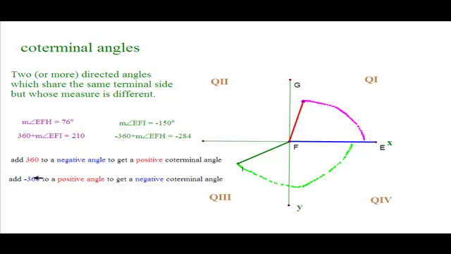If you add negative 360 to a positive angle and you still don't have a negative coterminal angle, you can add a multiple of negative 360. Negative 720 should do the trick if negative 360 has not given you a negative angle when added to a positive angle.